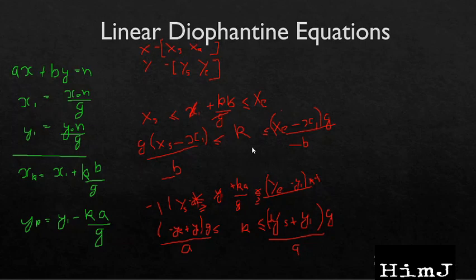So now we have two ranges for k. For x to be in this range from xs to xe, our k should lie between this range. And for y to lie between ys and ye, our k should lie between this range. So now to check whether a solution exists such that x and y are constrained to this condition, we only have to check whether there exists a k in this range and in this range. So we have to basically calculate the intersection of these ranges. We have to check whether there exists a value in the intersection of these ranges.